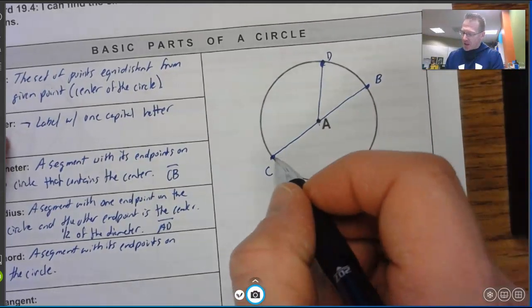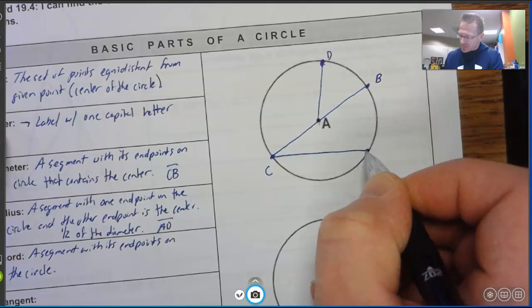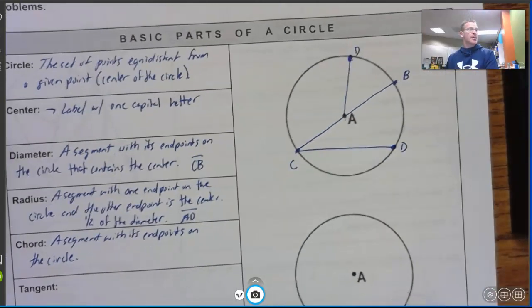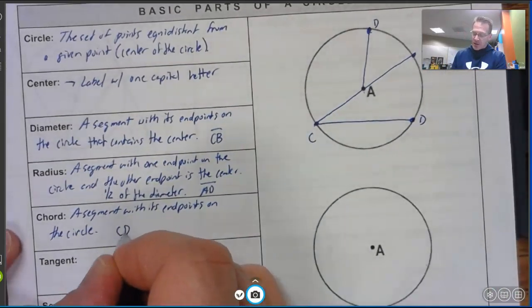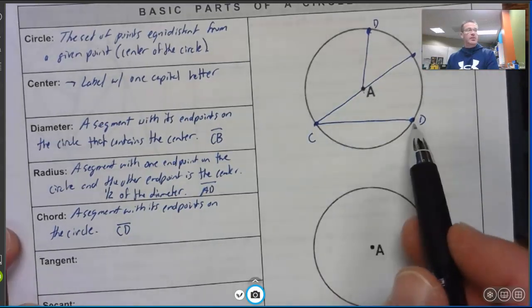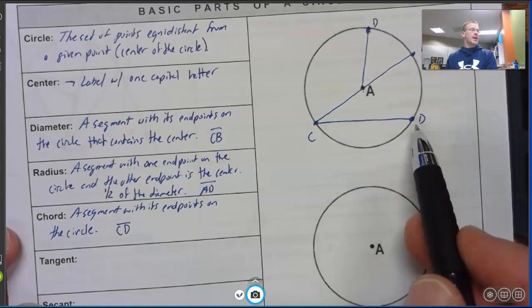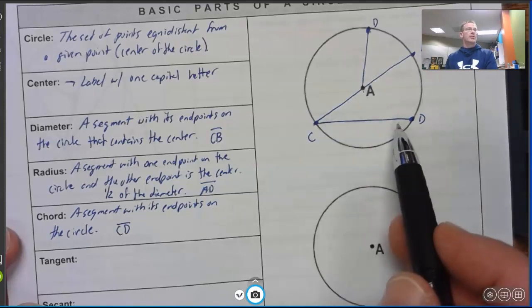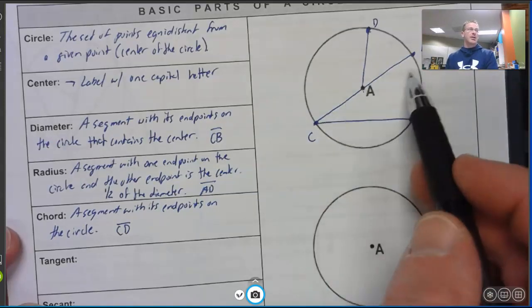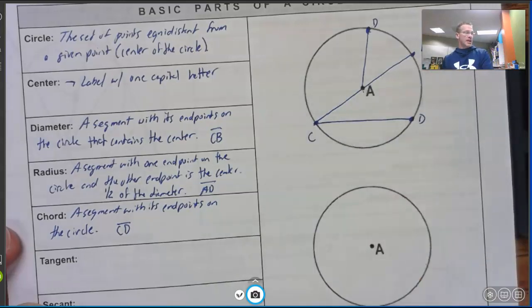So for example, I could draw this guy right here. So let's go CD. So you can see that we have segment CD. Both of the endpoints are on the circle, but it does not contain the center. So this is just a chord. So if its endpoints are on the circle, it's a chord. If its endpoints are on the circle and it goes through the center, then it is also a diameter.